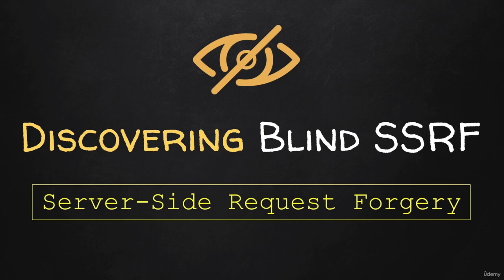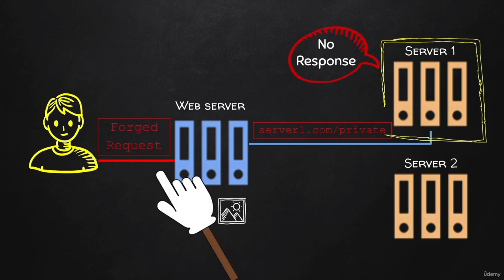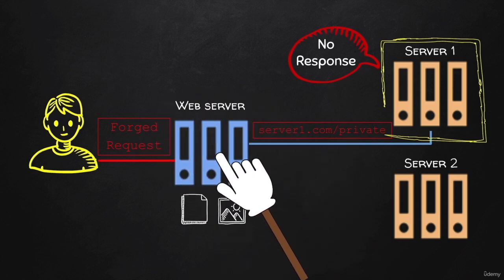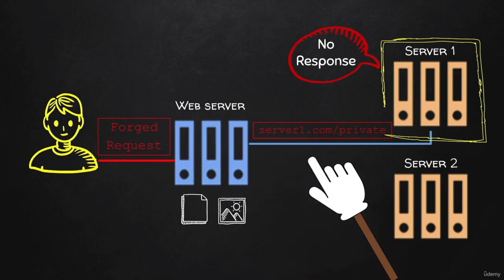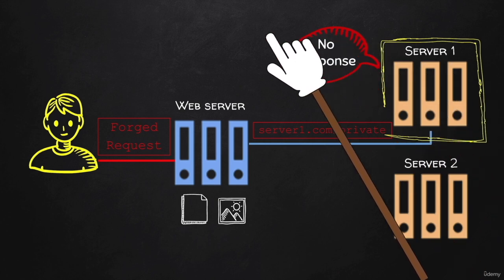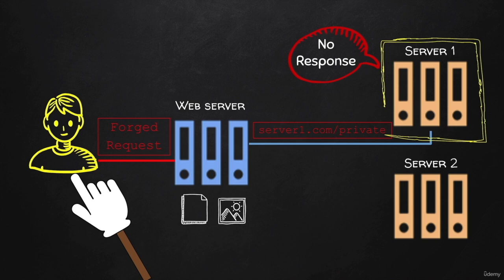Let's talk about discovering blind SSRF vulnerabilities. As we mentioned earlier, the main problem with blind SSRF vulnerabilities is that it does not send a response. The forged request will be executed by the vulnerable web application and sent to whatever destination we're asking it to go to, but there is no response sent back, and therefore there is no way for us to know that our payload got executed.